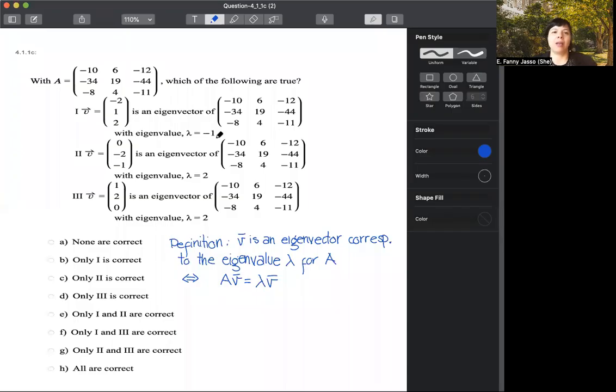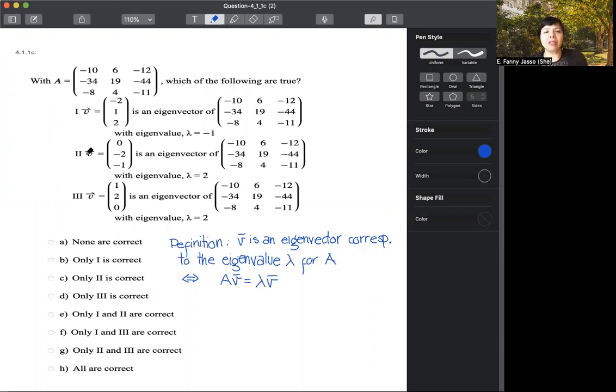Hello, today we're going to see the solution for a problem in module 4. So let me share the problem with you. What the problem says, and this is problem 4.1.1c type. This problem gives you a matrix A, which is a 3x3 matrix, and it is asking you which one of these statements is true.